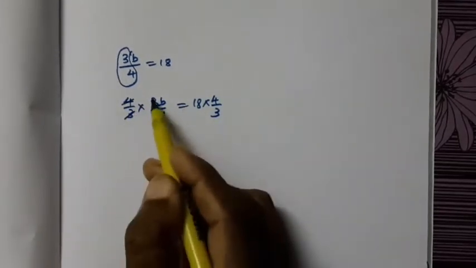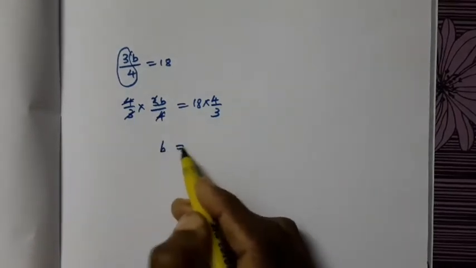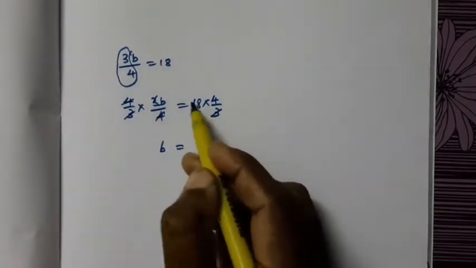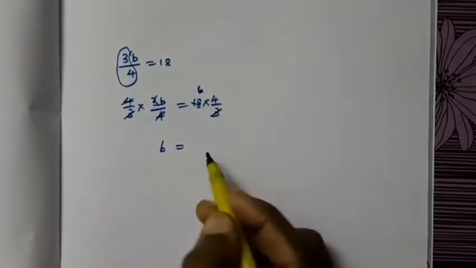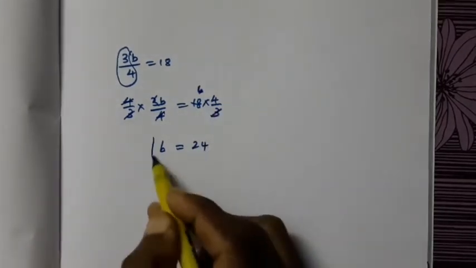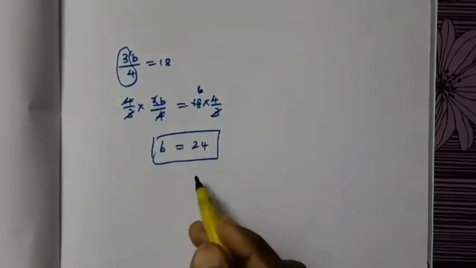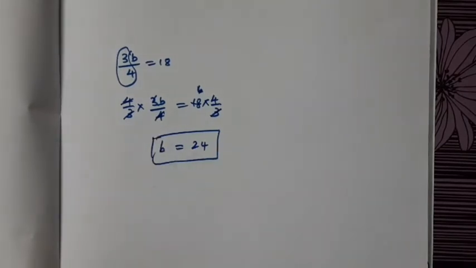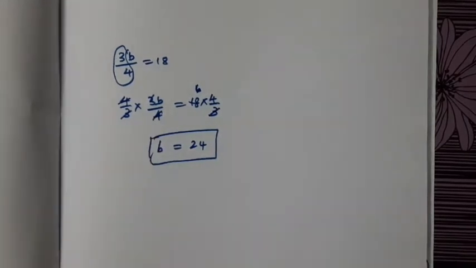Now this 4 will get cancelled, 3 will get cancelled. b equals, and here it is 6 and here it is 24. 6 multiplied by 4 is 24. So the value of b is 24.